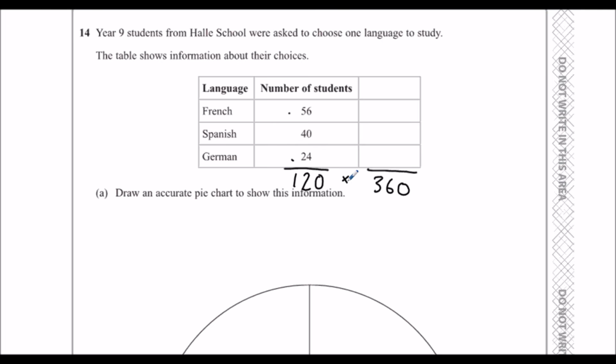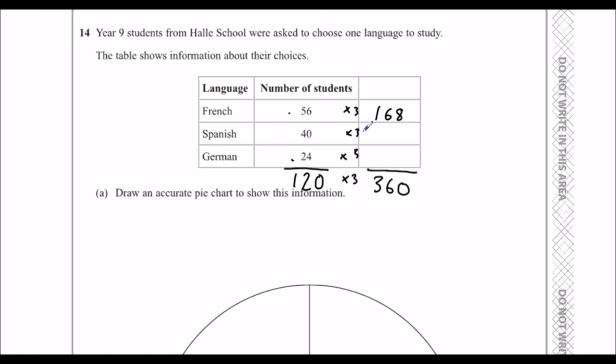We're going to multiply all of the number of students by 3 to find the number of degrees we need. So 56 times 3. Now these aren't particularly easy. If you need to write down your working, that's absolutely fine. You should do that. I will do it in my head though. 50 times 3 is 150, and 6 times 3 is 18. So 150 plus 18 is 168.